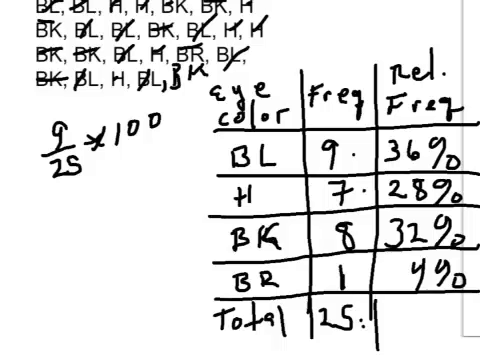So notice if we add this up, 36 plus 28 is 64, plus 32 is 96, plus 4 is 100. So here we get 100%. Just let you know that this number is not necessarily going to be 100% due to the fact that there may be round-off errors. Sometimes it might be a little bit more than 100%, sometimes a little less. So this is our group frequency table for categorical data, and this is all that we will do.